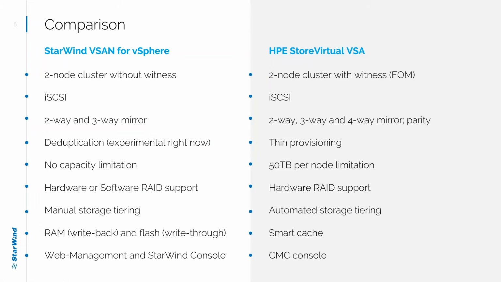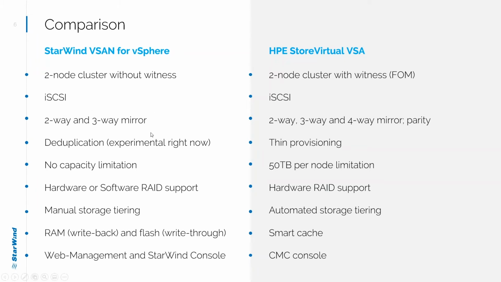Let's do a simple comparison of features and capabilities in a vSphere environment. In Hyper-V, some additional features will be available, like deduplication and automated tiering support. StarWind VSAN allows you to build a true two-node cluster without witness or failover manager. Heartbeat over the second network card is used to avoid split brain. The solution operates above the iSCSI protocol. StarWind also supports RDMA for vSphere, but only in compute and storage separated scenarios.